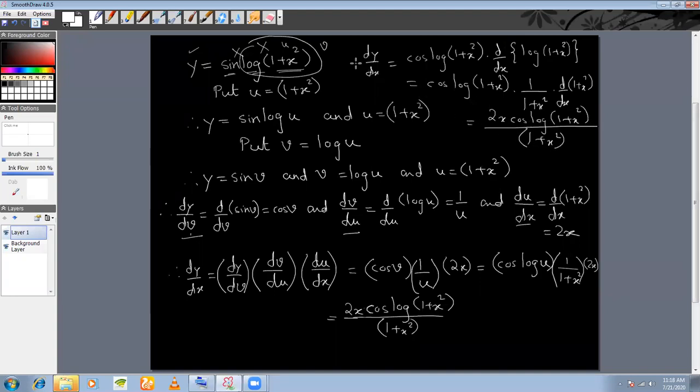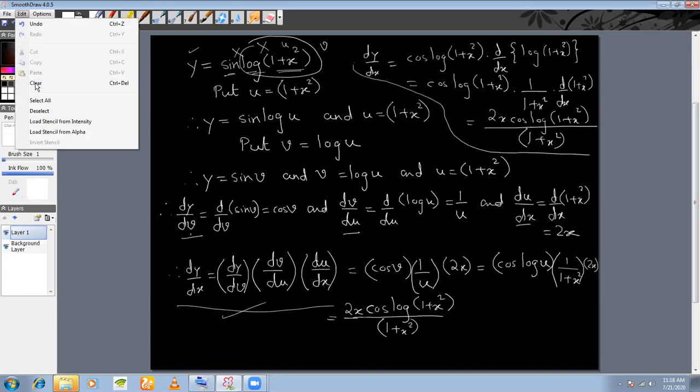So what do you see? This differentiation directly I have done. I was using chain rule here only, but I was not doing all this. Understood? So now we are going to learn the actual method of using chain rule, how to differentiate by chain rule. So we look at the next exercise in order to start the concept of chain rule.